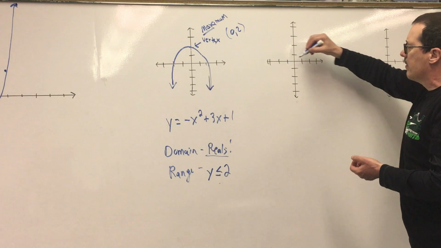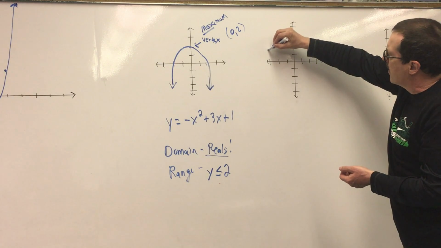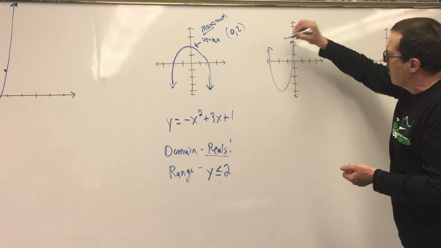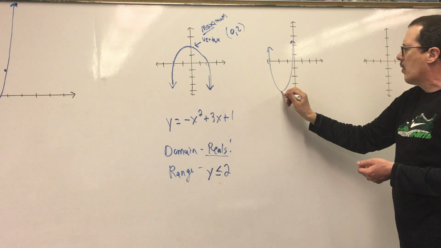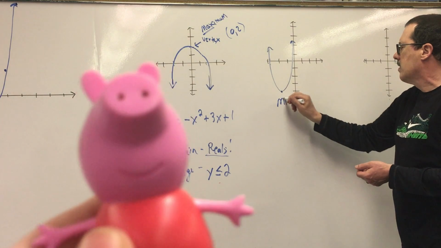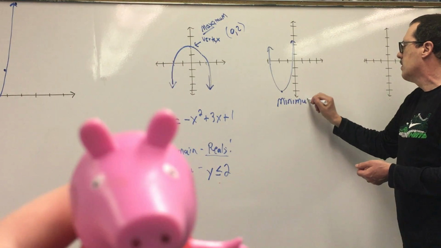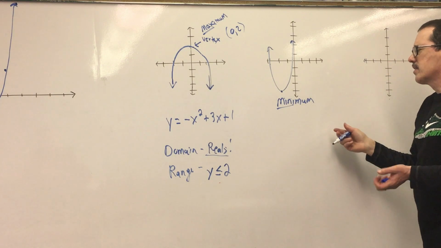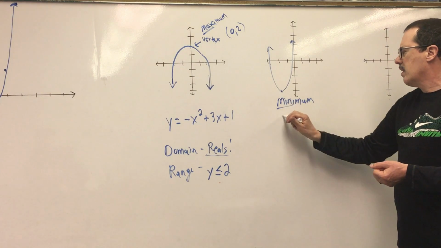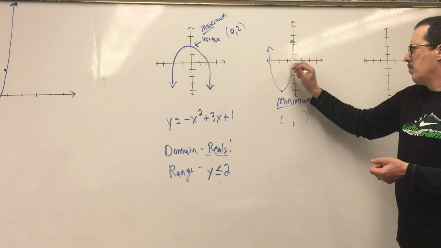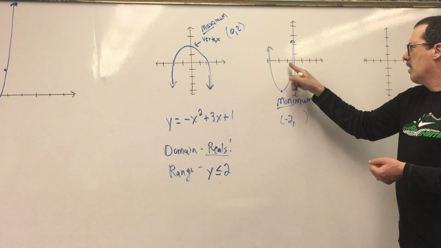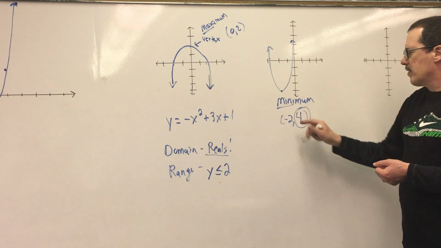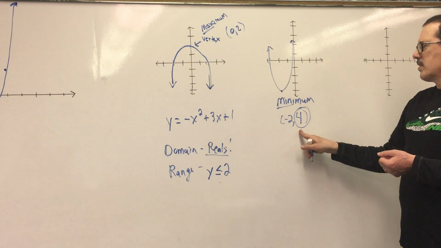So let's look at a little different parabola. And let's say that this parabola went like this. Okay, well this would be its lowest point, and so that would be called the minimum, which we call min for short. It's also called the vertex. So the minimum would be, if I put that point in, -2 and down 1, 2, 3, 4. So actually the minimum is -4. That's what they want to know.